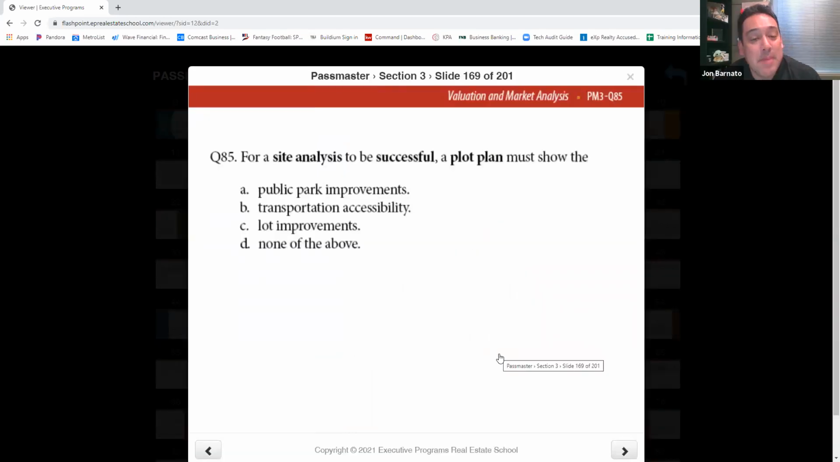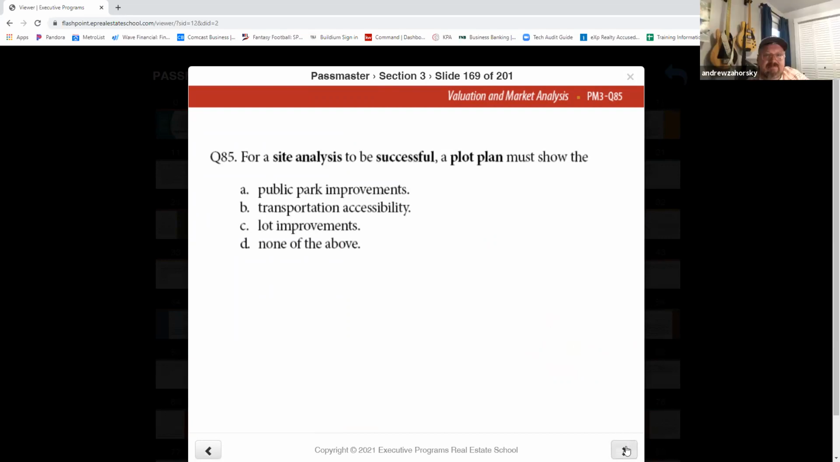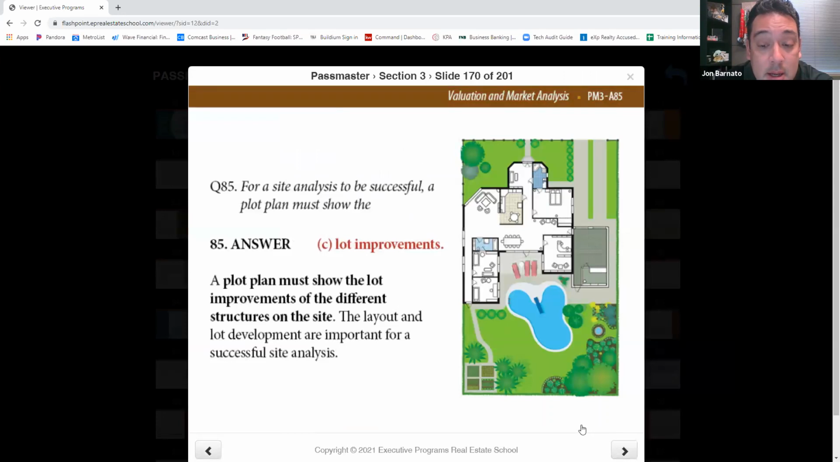For a site analysis to be successful, a plot plan must show the what? B, transportation accessibility. D. You said B? C? It's C, lot improvement. That's a plot plan. It's got to show you, like, here's the pool. Here's a nice greenery.